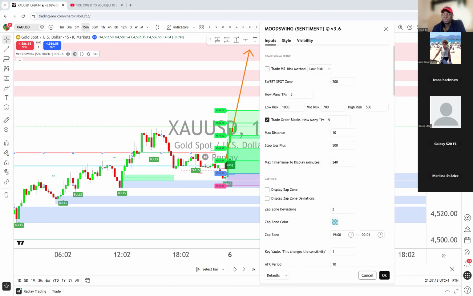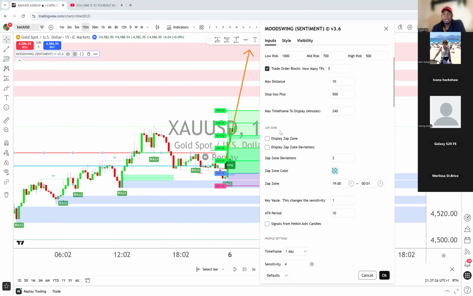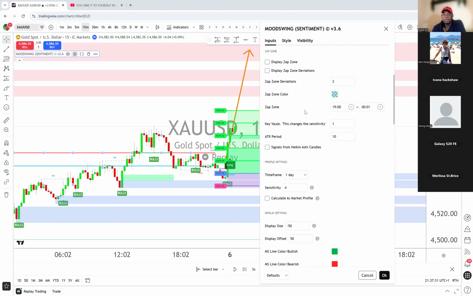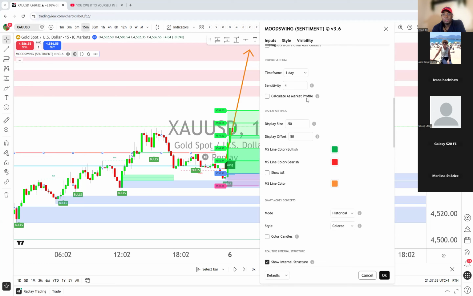All right. We got some folks coming in a little bit late. Down here, where we have zap zones, I'm not going to talk about that. That's going to confuse you too much, so we don't need to talk about that.